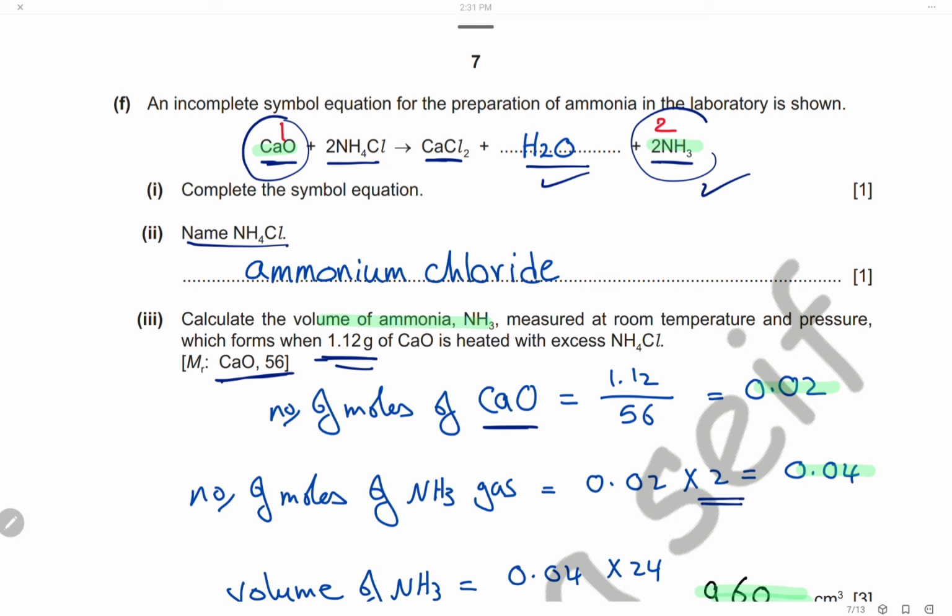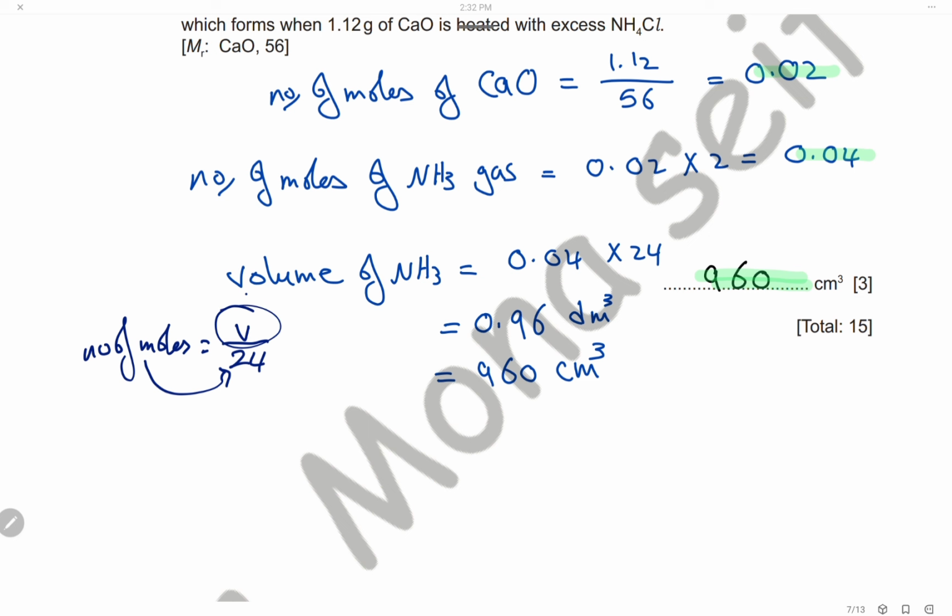which will be 0.04. Then to get the volume of ammonia, we know the equation for the number of moles of gases. Number of moles equals the volume divided by 24. So we'll multiply the number of moles by 24 to get the volume. The volume of ammonia will be the number of moles, which is 0.04, times 24. It will be 0.96 decimeter cubed. Then because the answer here is in centimeters cubed, we will multiply by 1,000. So the volume of ammonia will be 960 centimeters cubed.